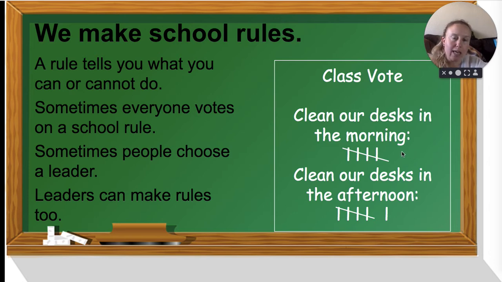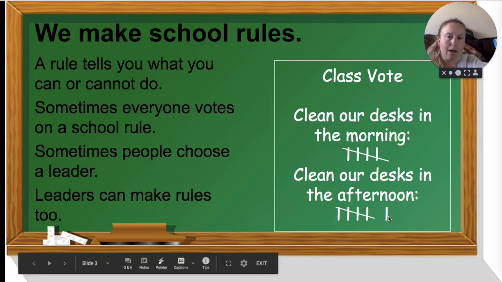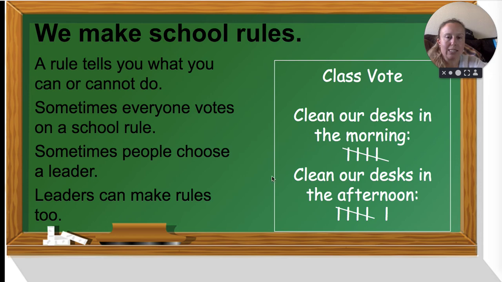This way of voting and tallying the marks are actually called tallies. And each one of these little lines is one vote, and then this line that goes across is what we do on every fifth vote. So it's literally like this: 1, 2, 3, 4, 5. So when you see this, you know that this is a set of 5 and 1 extra. So this class voted to clean the desks in the afternoon.